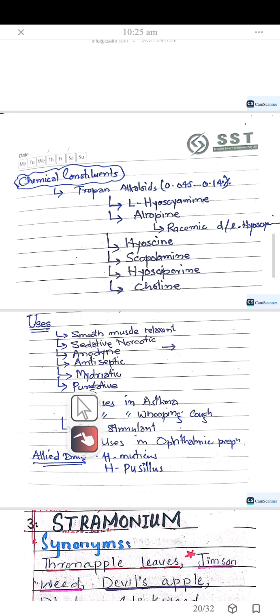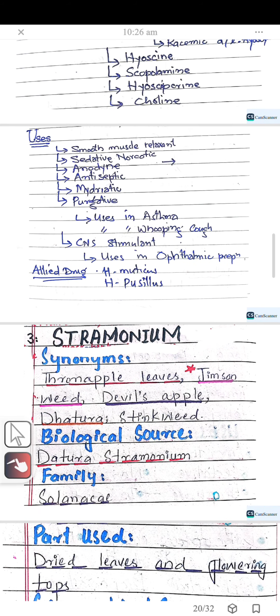It is antiseptic, mydriatic, and purgative because it can increase the peristalsis or the GIT motility. That's why it has a laxative-like or purgative effect. Mydriatic because it can dilate the pupil of the eye. That is why its extracts are used as mydriatics. Next, it is used in asthma because it can relax the smooth muscle, so it can widen the bronchi of the lungs. That's why it is used in asthma. It is also used in whooping cough.